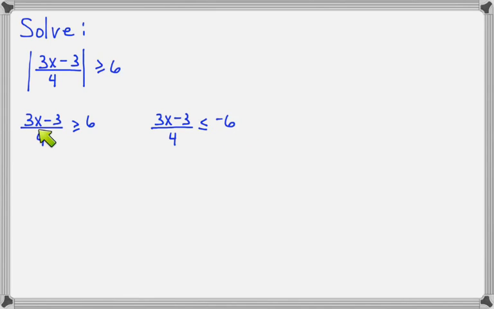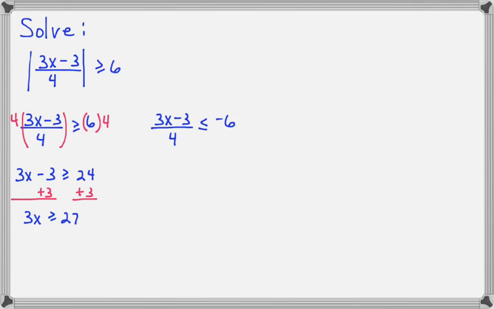Okay, now to solve the first one, we multiply both sides by 4. That will give us 3x minus 3 is greater than or equal to 24. We'll add 3 to both sides. That gives us 3x is greater than or equal to 27. Divide both sides by 3. X is greater than or equal to 9.